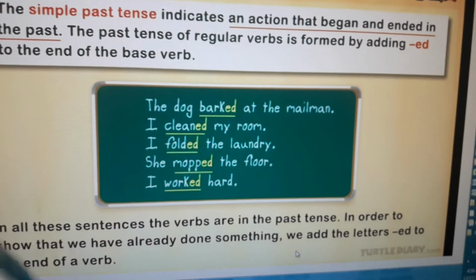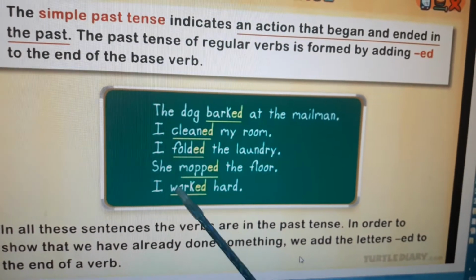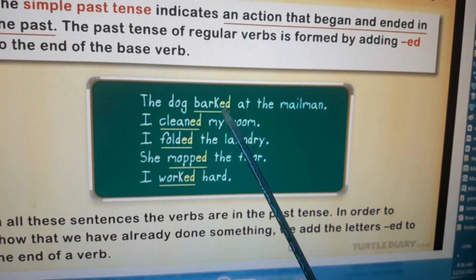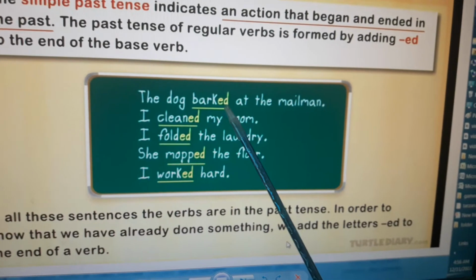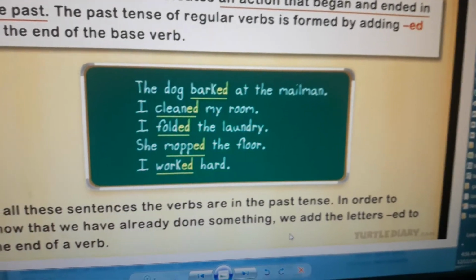Students, you can see here some more examples. I underlined here: the dog barked at the mailman. This is the second form of the verb we use over here. Bark is the first form and we add ed to the base verb, so it became the second form of the verb.